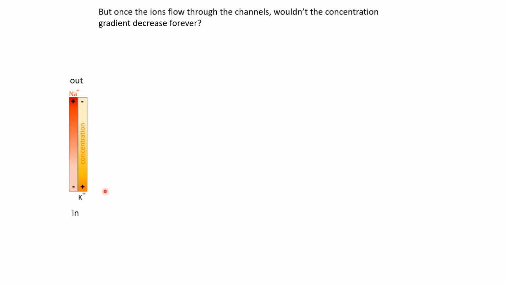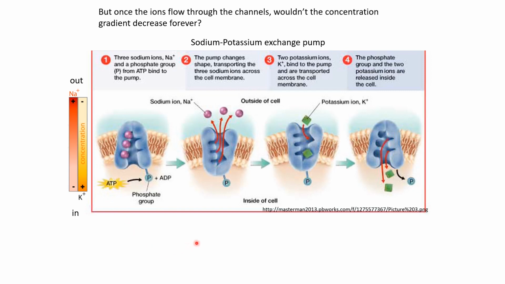So the way the cells have solved this problem is by having some pumps that basically push out these ions again to the other side. So for example, there would be a pump that would throw out the sodium ions outside and bring the potassium ions inside. And here is one of such pumps. It's known as the sodium potassium exchange pump. And what it does is basically an exchange of sodium and potassium, as you can expect from the name.